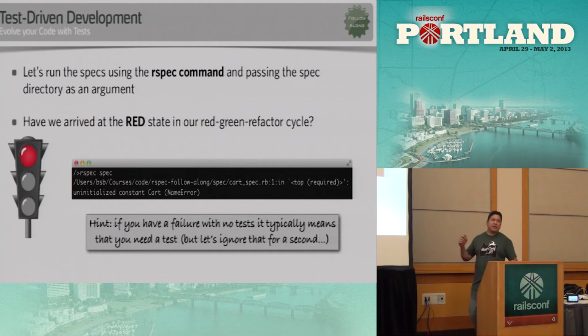Now notice that I have a hint in there that says if you have a failure when you don't have any test, it typically means that you're missing a test to account for that failure. Because a failure is a failure, and you should be able to test that a failure exists.